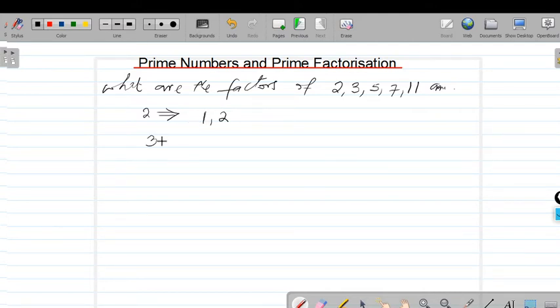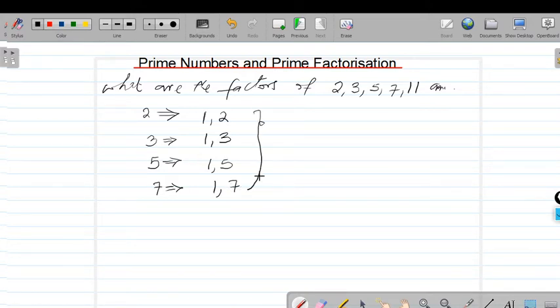When we talk about 3, what are the factors of 3? What number can divide 3? It's only 1 and 3. We talk about 5. What number can divide 5? It's only 1 and 5. What about 7? Is there any number that can divide 7? Apart from 1 can divide 7, and 7 can divide 7.